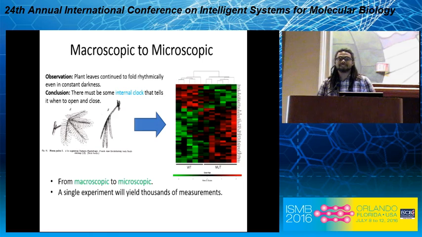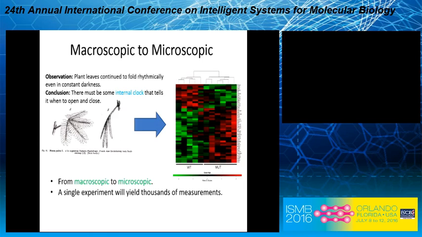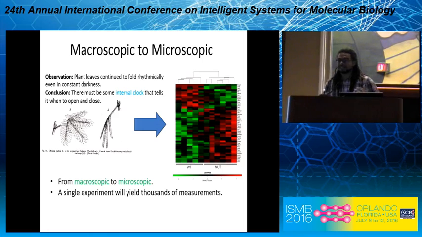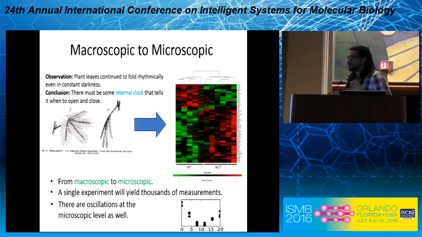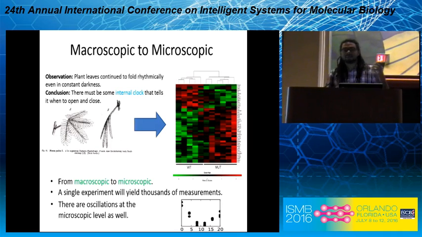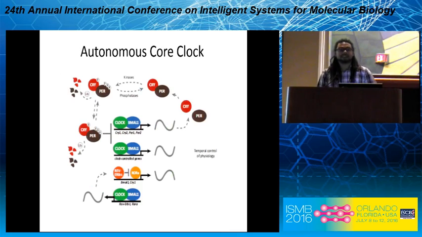Now, thanks to high throughput technology, we can analyze organisms on the microscopic scale. We can analyze things such as transcripts, metabolites, and proteins. And as it turns out, these also oscillate with a period of around 24 hours. So we have the macroscopic wake-sleep cycle, which has a period of 24 hours, and then we have the microscopic, which you also find often oscillates with periods of 24 hours. So this is the autonomous core clock. This is the key component that drives circadian rhythms in cells.